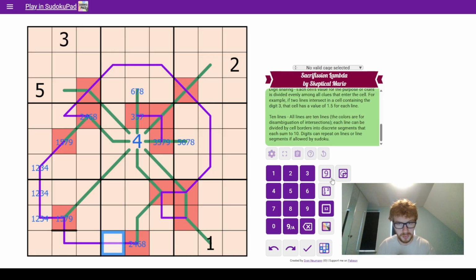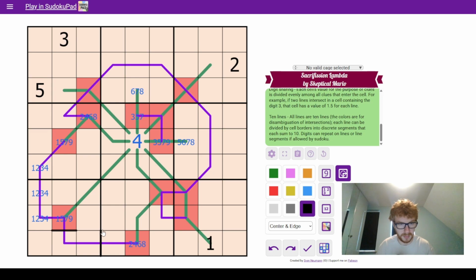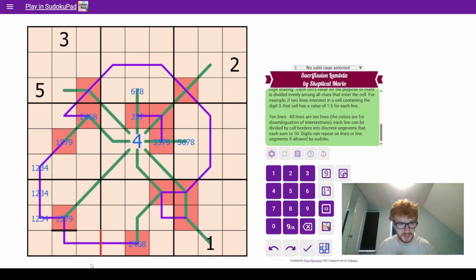So these are 2 different 10 lines. I'm gonna make that red. This is 2 different lines and they sum to 10. So this is either a 2 with a 9, a 4 with an 8, a 6 with a 7, or an 8 with a 6. So we have something.